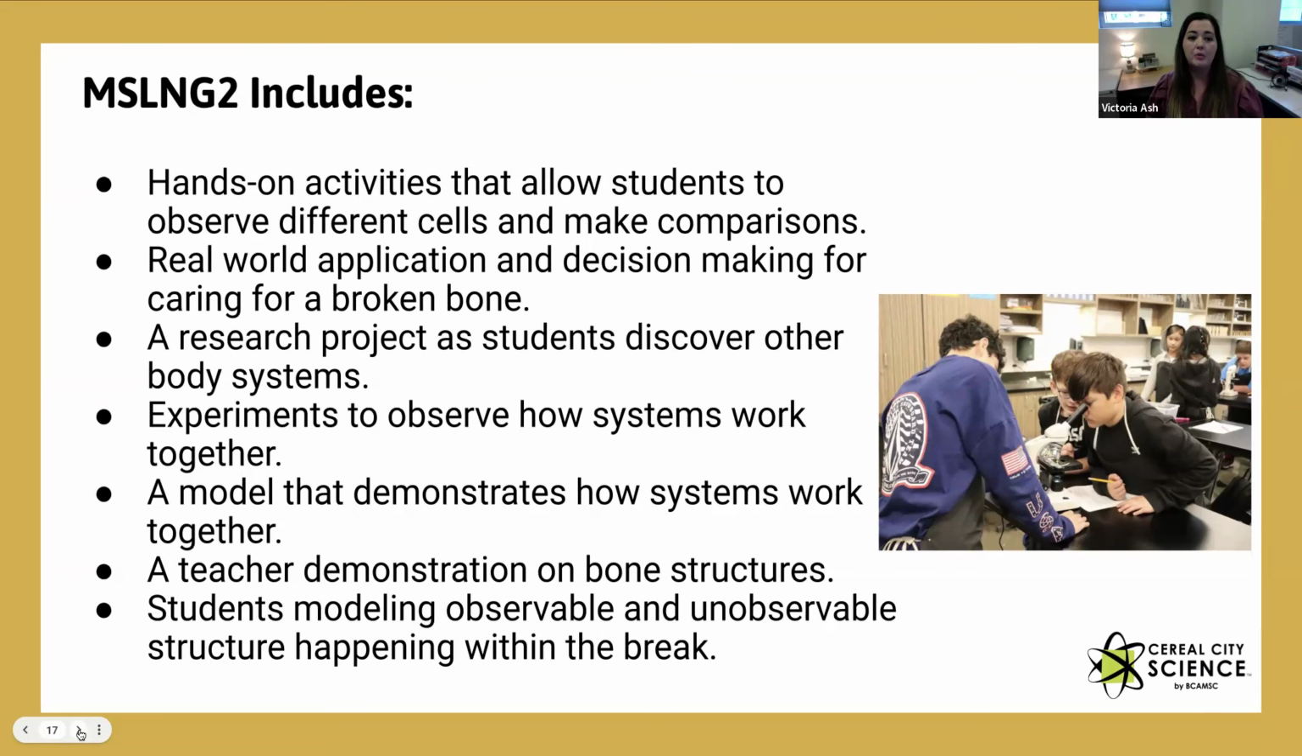They are going to have a real world application and decision making for caring for a broken bone, where we take discharge papers from a doctor and we give them some scenarios of what they might do to help take care of their bone after they've gone home after the surgery. We have a research project as students discover other body systems. They do experiments to observe how other systems work together and how they interact with one another. They model and demonstrate how those systems work together. And then there is a teacher demonstration to help show the strength of bone structures, and students modeling observable and unobservable structures happening within the break.